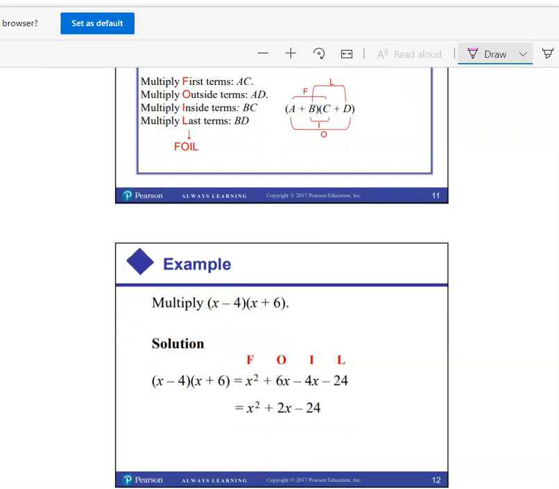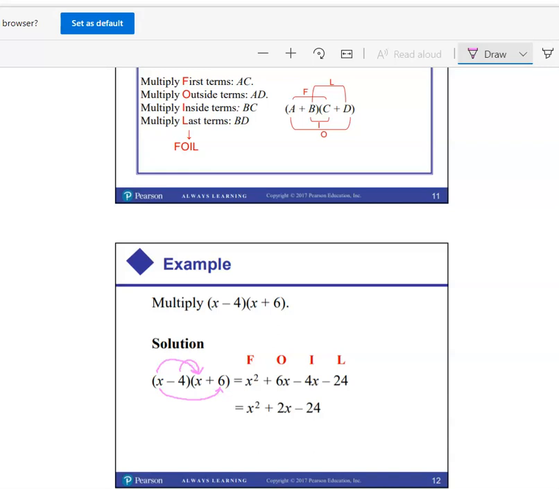So FOIL, first, means take the first two terms in each one of these little parentheses and multiply them. So x times x would give us x squared. So first, then outer. Okay, so the outer terms would be the ones on the outside of the two parentheses. So x times 6 would get me 6x. I stands for inner, and the inner terms would be the ones on the inside, these two. So negative 4 times x would get you negative 4x.